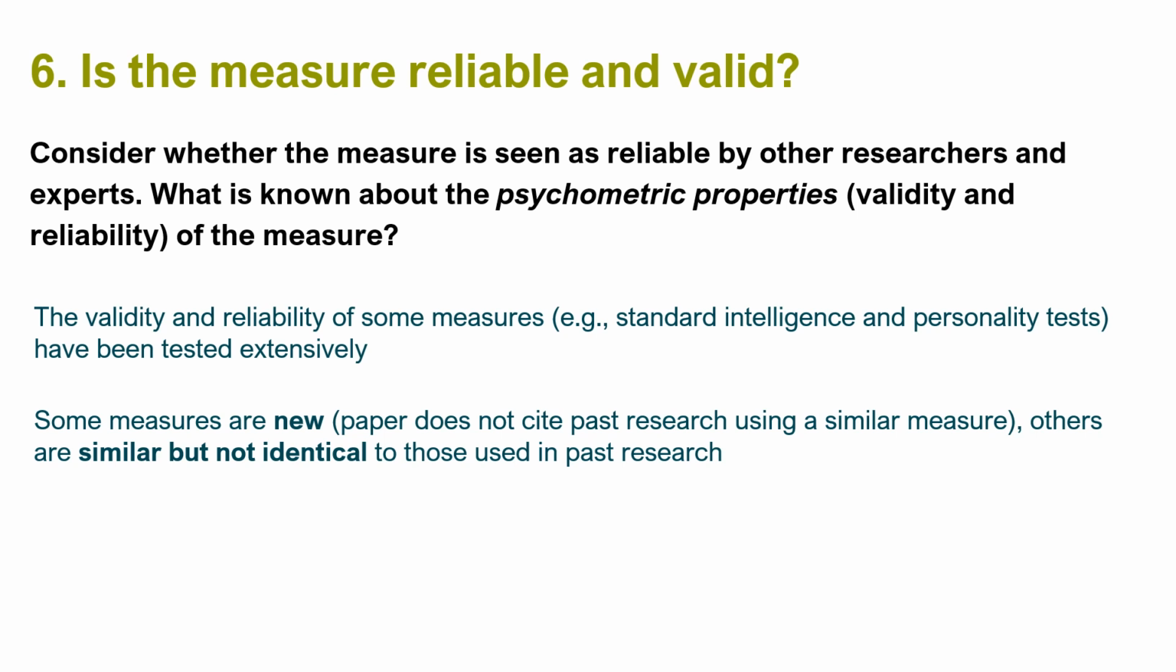So researchers might have made this up themselves, essentially, and that would be noticeable if the paper does not cite past research or other research using those measures or similar measures. And often researchers will use a modified version of measures used by others.